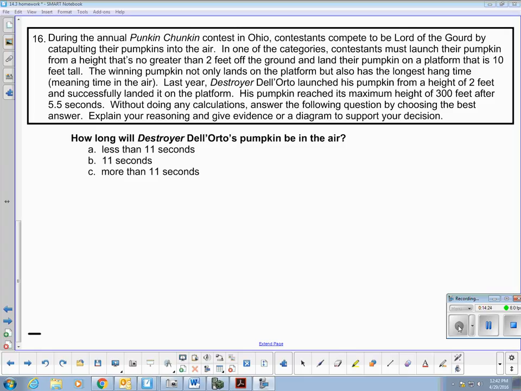All right, let me give you a moment to read through number 16 to analyze the scenario and situation in this problem. If you need a little more time, go ahead and pause the video to read this through thoroughly. So it looks like you're launching a pumpkin, and the pumpkin is going to travel the path of a parabolic curve.